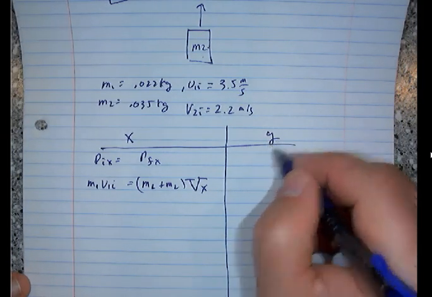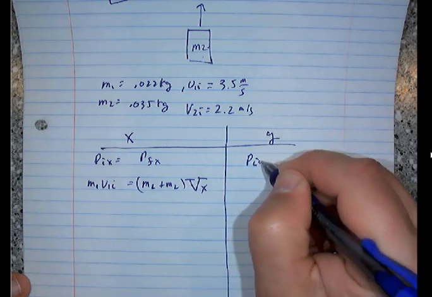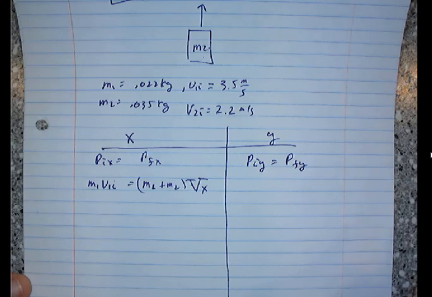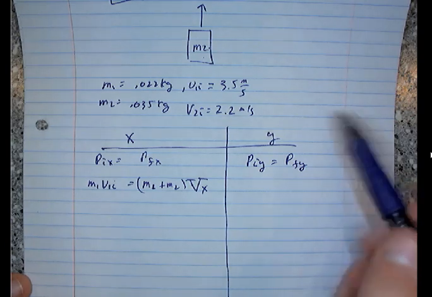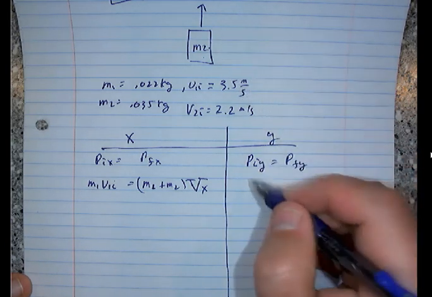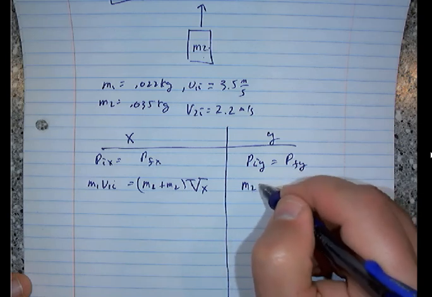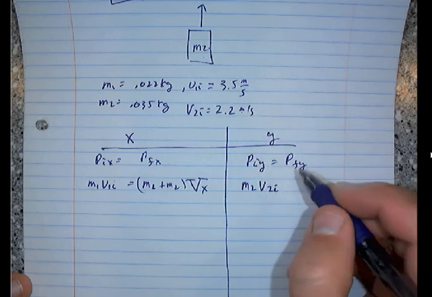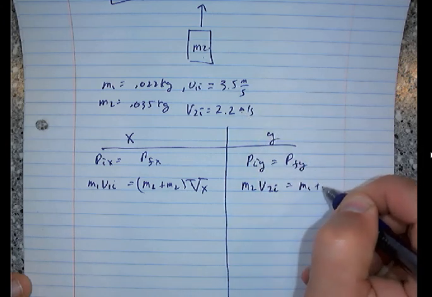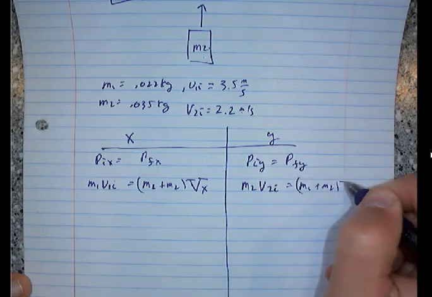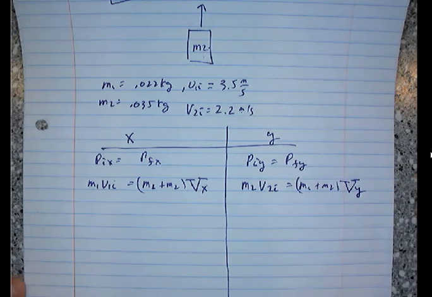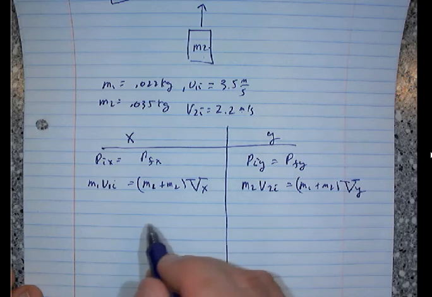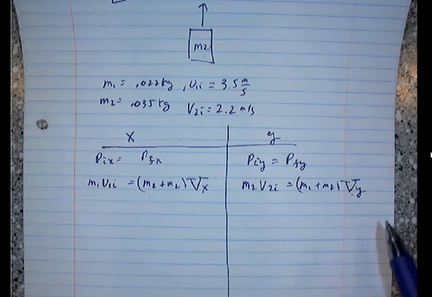Now as far as the y direction goes, the initial momentum in the y has to be equal to the final momentum in the y. And the only momentum in the y that we have before the collision is because of mass 2. So I could say mass 2, velocity 2 initial, and that's just traveling in the y direction, would be equal to mass 1 plus mass 2 times their final speed in the y direction. Okay, excellent. So this will give you the final speed in the x direction. This will give you the final speed in the y direction.